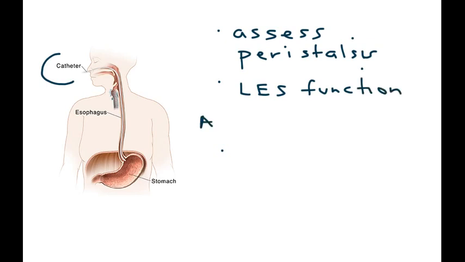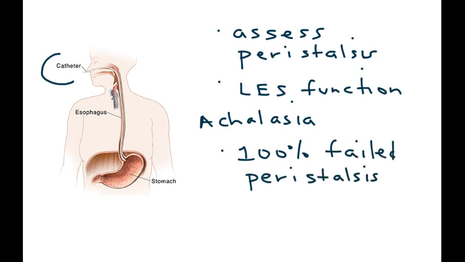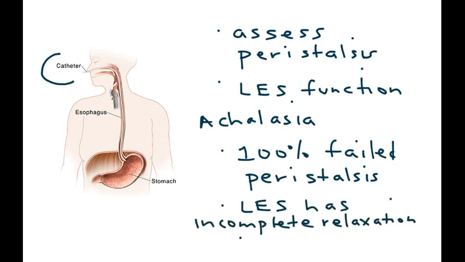So if someone has achalasia, what will be the results? You will see 100% failed peristalsis. Next thing you will see on this esophageal manometry is that the lower esophageal sphincter has incomplete relaxation, and as a result there is increased pressure.